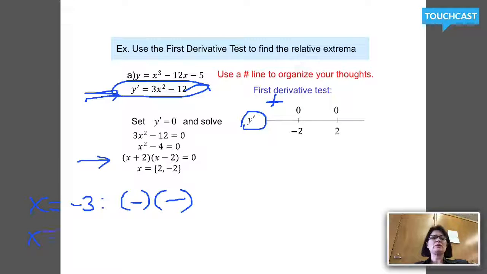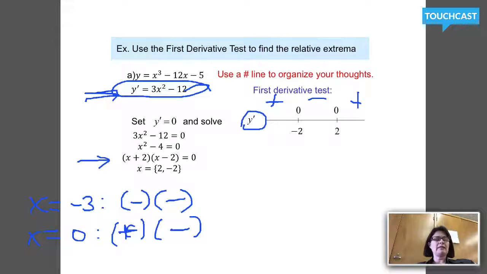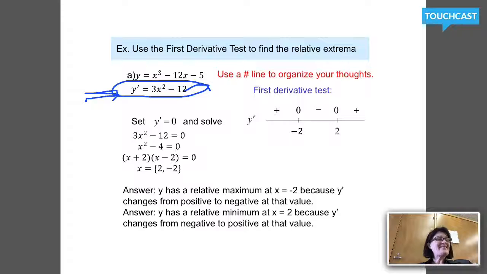If I test x equals 0, I'm going to end up with a negative, because 0 plus 2 is positive, times 0 minus 2 would be negative. That third interval is going to be positive. Again, if you can do this without testing numbers, that's fine. Just make sure you're not letting anything fall through the cracks. All right, so once I have that sign chart completed for y prime, I know that for x values to the left of -2, my outputs are going to be positive. Between -2 and +2, my outputs are negative. And to the right of x equals 2, my outputs are positive.